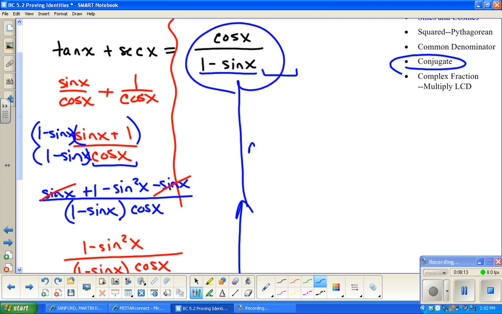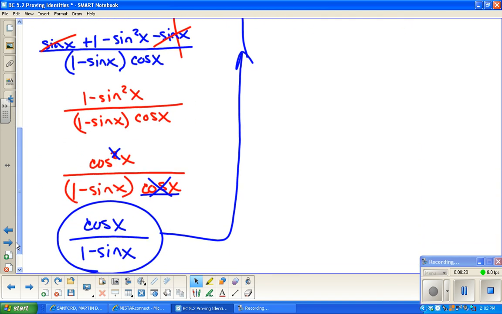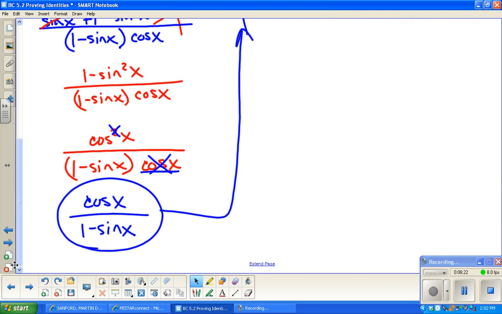All right, so those match. That's what I need. Okay? All right, so again, the goal is to get them to match. I don't need it to be simplified per se. I need it to match. Okay.